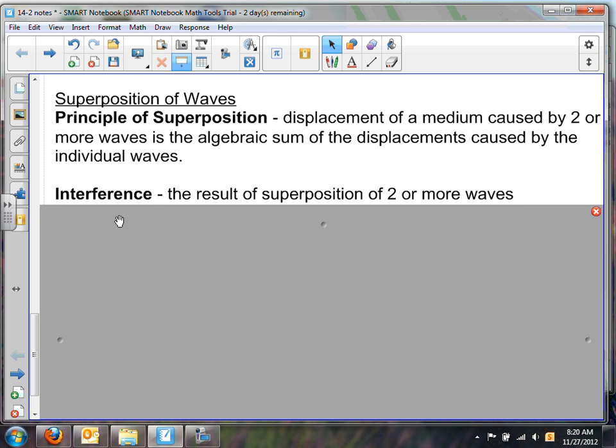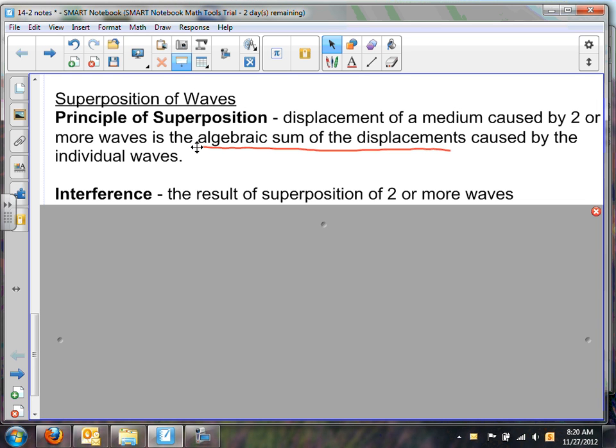Just like interference in football, one guy gets in the way of another. You have two people in the same area, so they interfere. Here you have two waves in the same area, so they interfere. And you just take the algebraic sum of the individual waves. Interference can be good or bad.